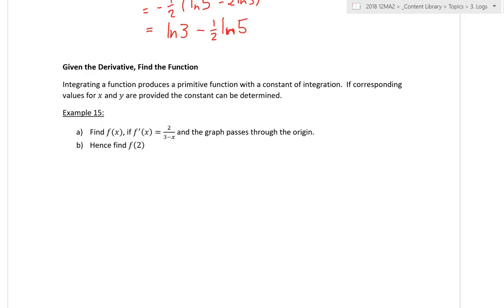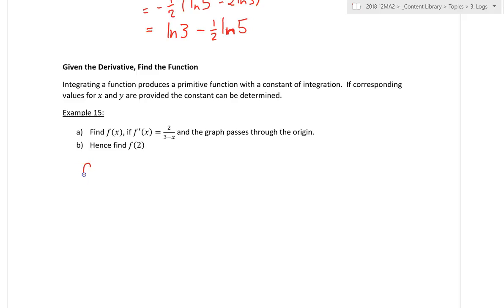We need to do one of these backwards things, you know, where I'm given the differential, and I need to find the original function. There's not much to it. You integrate it, and then you substitute in something to find the value of that constant. Right, we've got another part here, you know, substitute 2 into that, and it's not going to be terribly complicated.